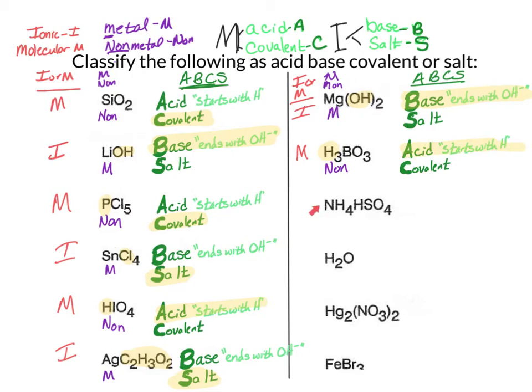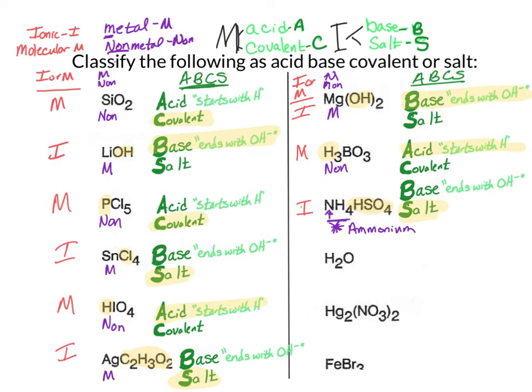And the next one, ammonium bisulfate, starts with ammonium, but really starts with a nitrogen. That is a nonmetal, but it has 4 hydrogens that follow it. So this one is the oddball one. Starts with a nonmetal, but we're going to say it's a metal plus ammonium. So this one's our specialty one. That tells us that it is an ionic substance. Ionic substances have the choice of base or salt. This one is not a base because it doesn't end with OH, so this must be a salt.